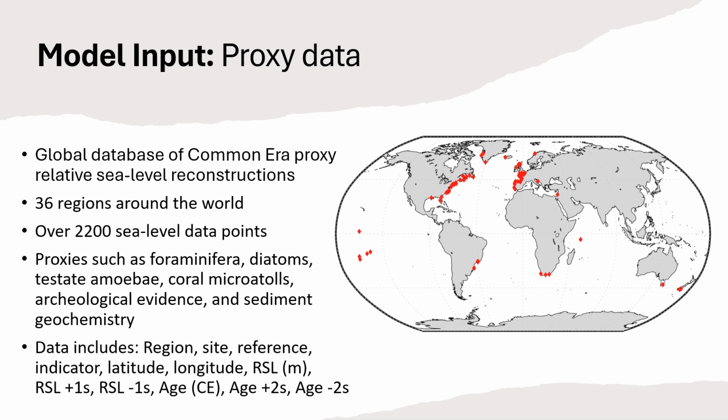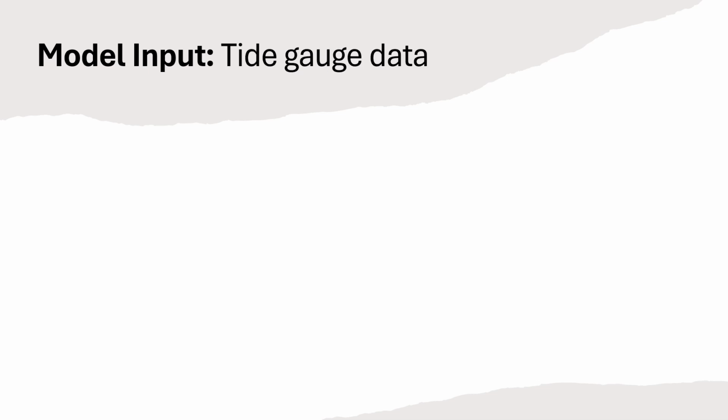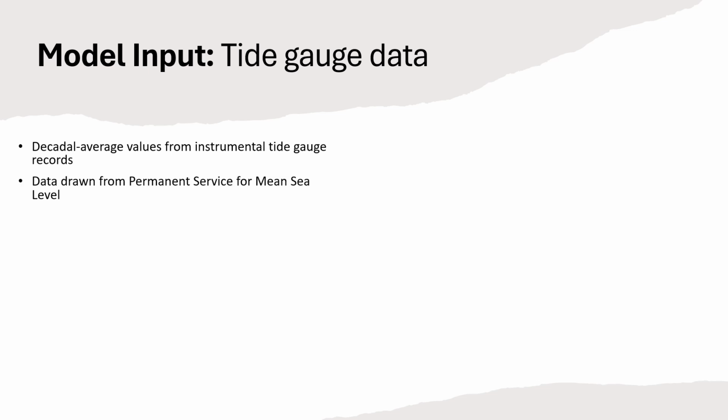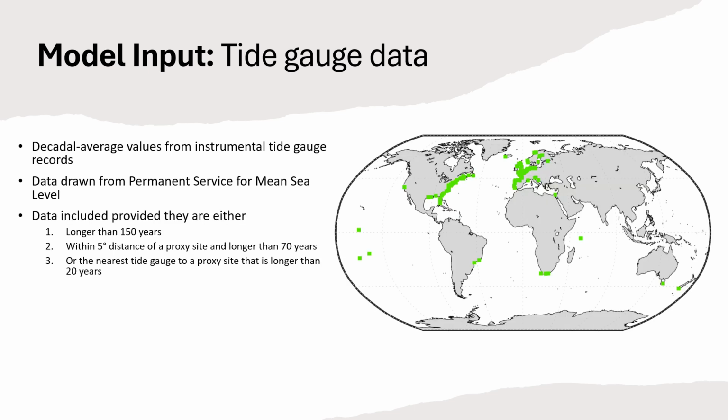So we have the proxy data input, and then this model can also incorporate tide gauge data as well, so we have more information about the modern instrumental period. So specifically, we're including decadal average values from instrumental tide gauge records. This is data that's drawn into the model directly from the Permanent Service for Mean Sea Level, so you don't need to manipulate any of that data on your own, so it's pulling it in directly from that site.